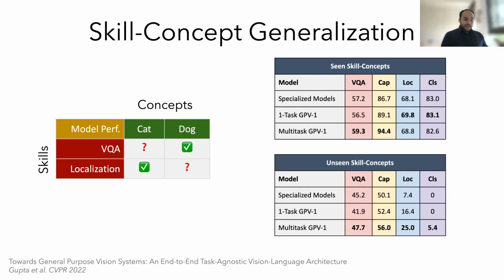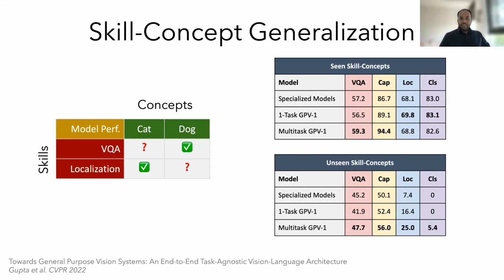And having this multitask model be trained with unified output heads is one of the things that helps us do the skill concept generalization. And we can measure that performance by holding out certain skill concept combinations during training and then evaluating specifically on those combinations at evaluation time. We won't go into details of these numbers here, but basically what this shows is we do get some benefit from jointly training with a unified output head, but there's still a long way to go.